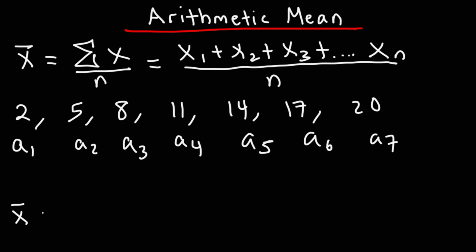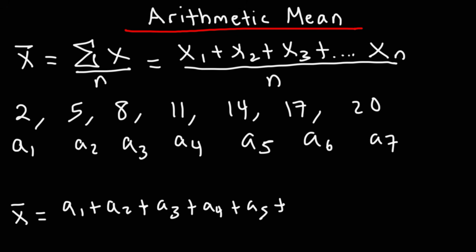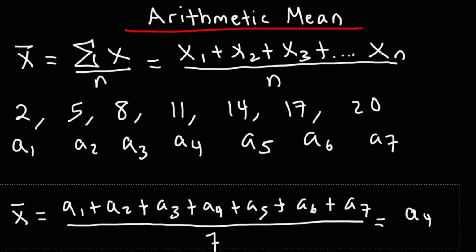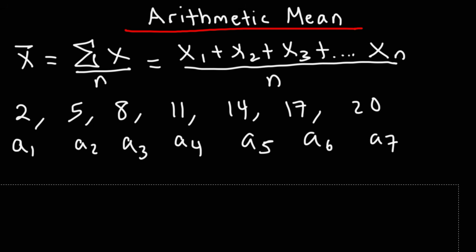Now it turns out that if we were to take the arithmetic mean of this sequence, if we were to add up the values A1, A2, A3, A4, all the way up to A7, and divide it by 7, this is going to give us the middle term in the arithmetic sequence, which is the fourth term, 11. If you have a sequence with a common difference, then you have an arithmetic sequence.